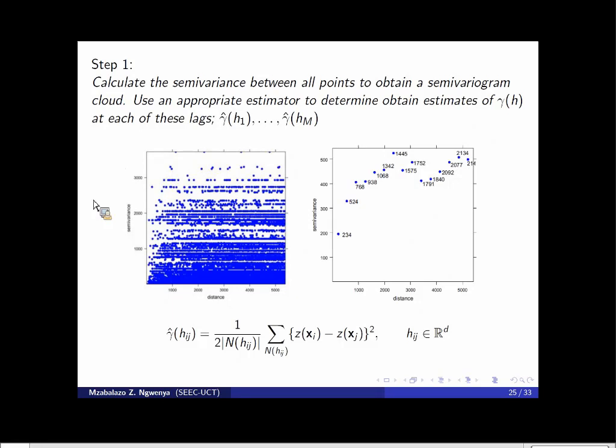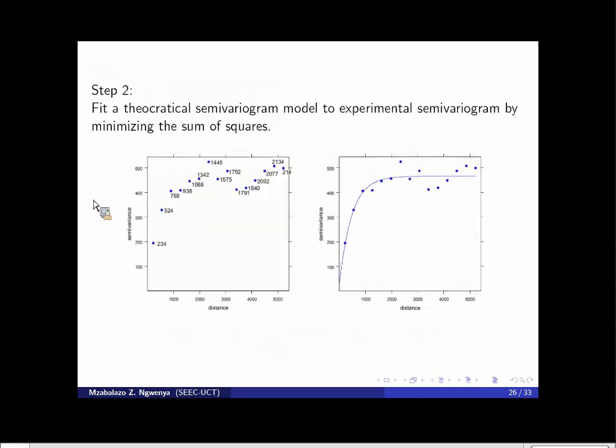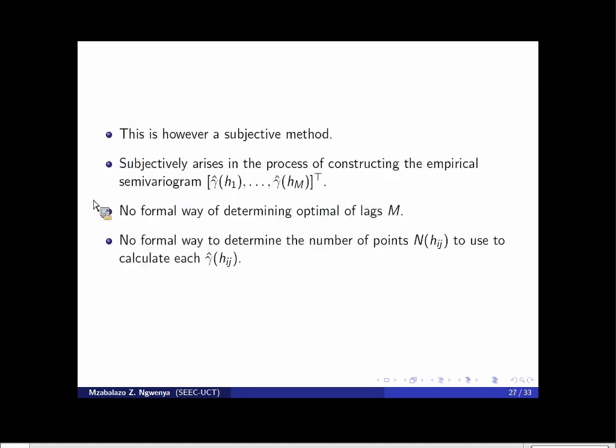Here it's just telling you how many points you used for each of those estimates. And you can see at the shorter scale here with 234, and here at 4000, we have roughly 1840. So you will not use the same amount of points to estimate the semi-variance. So once you've done that, you've got all those theoretical models, and then try to see which is the best fitting of your theoretical models. From then, you should be able to obtain your parameters. Okay, so that's the least squares approach.